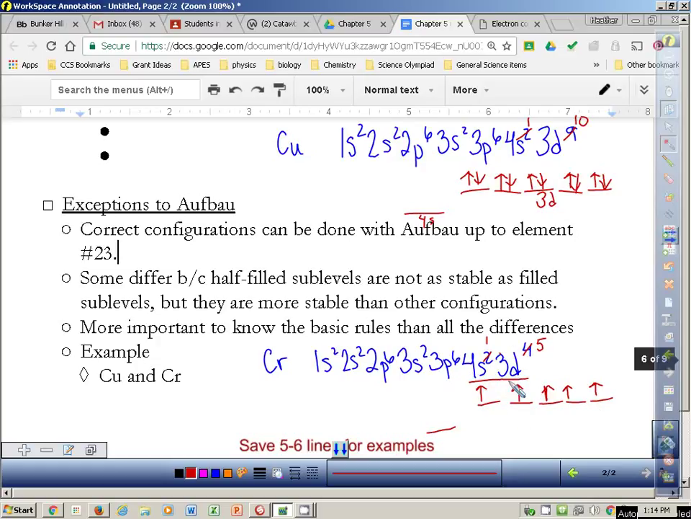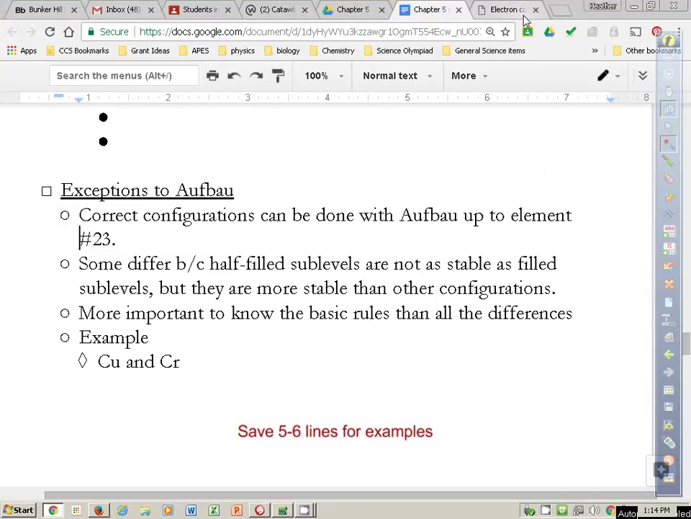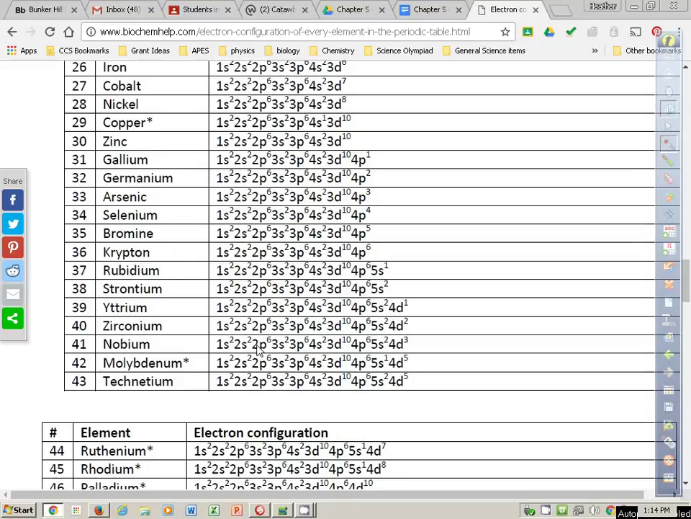Okay, and we were looking, I had this up here a while ago, I still have it, not the chapter 5 notes, but here is chromium's. Does that match up right there with what we just did? And here's copper's. That also matches up with what just happened. And if you keep looking, here's another one. Molybdenum did the same thing. It promoted the S up to the D. It should have been a D4.